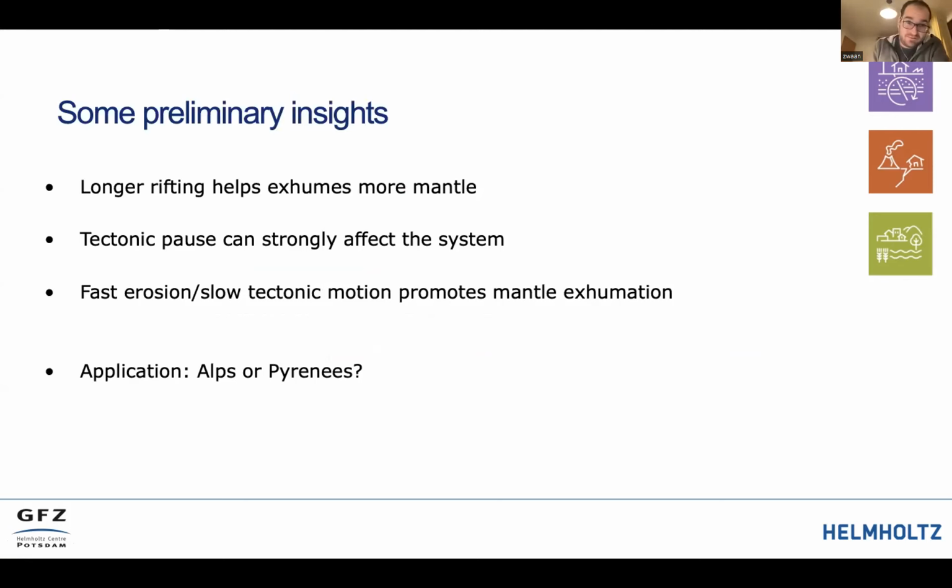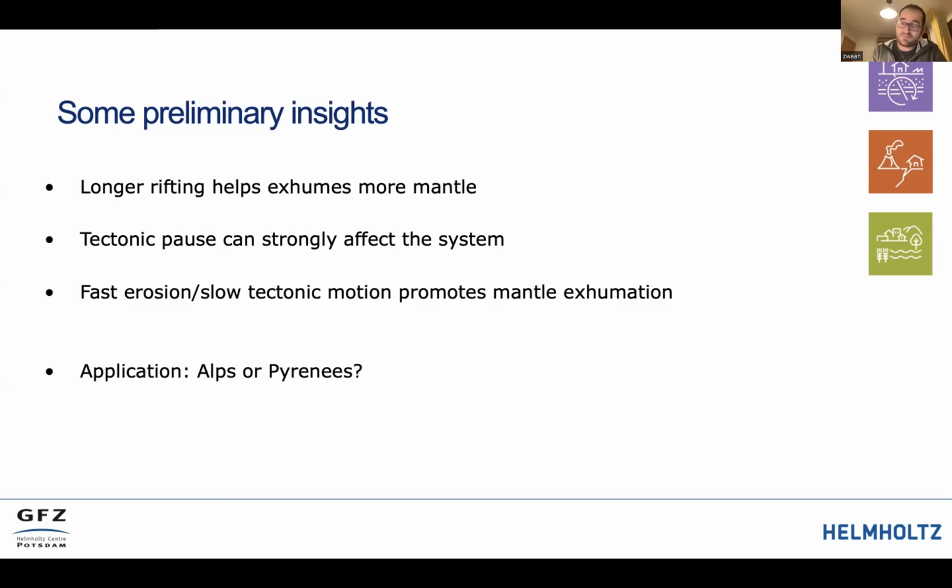So these were some first models that I did, or some first real results. And what we find is that it's important to have longer rifting phases if you want to exhume more mantle. There's a tectonic pause that can strongly affect the system. So you've seen that you get a very different type of mountain range if you have a longer pause. And also the erosion and the tectonic plate motion can affect the mantle exhumation.